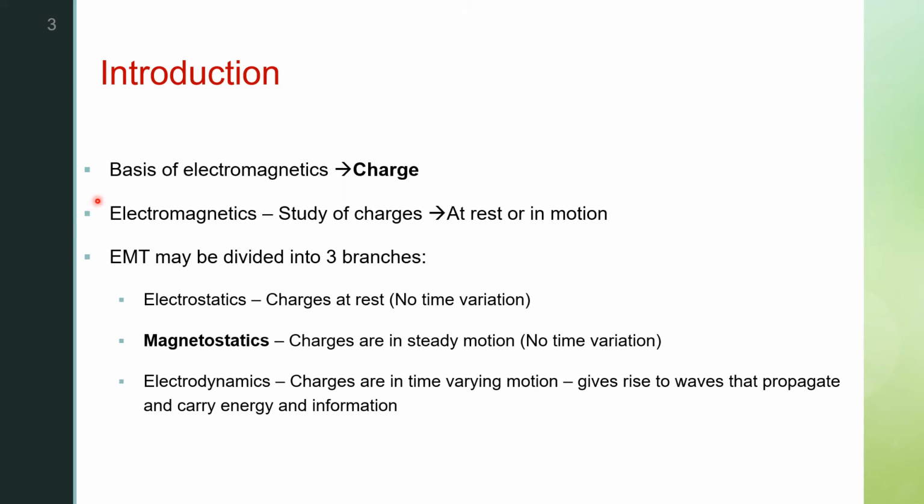From the previous lectures, you already understood the basics of electromagnetics. It's all about the study of charges. And I already mentioned that under electromagnetic theory, we have electrostatics, magnetostatics, and electrodynamics. An electrostatic field is produced by static or stationary charges. But if the charges are moving with constant velocity, a static magnetic field is produced, that is a magnetostatic field. So from this video lecture onwards, we will focus more on magnetostatic fields.